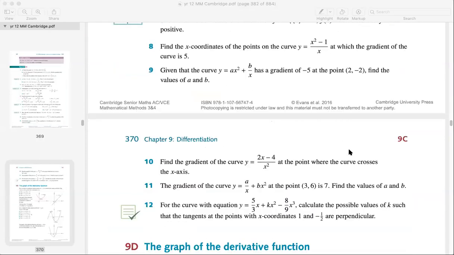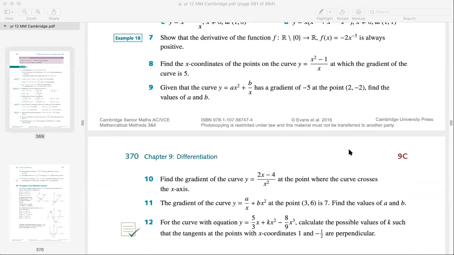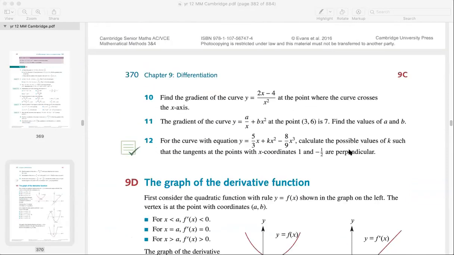Okay, for my next videos, we're going to talk about graphs of derivative functions and introduce you guys more about other functions' derivatives.